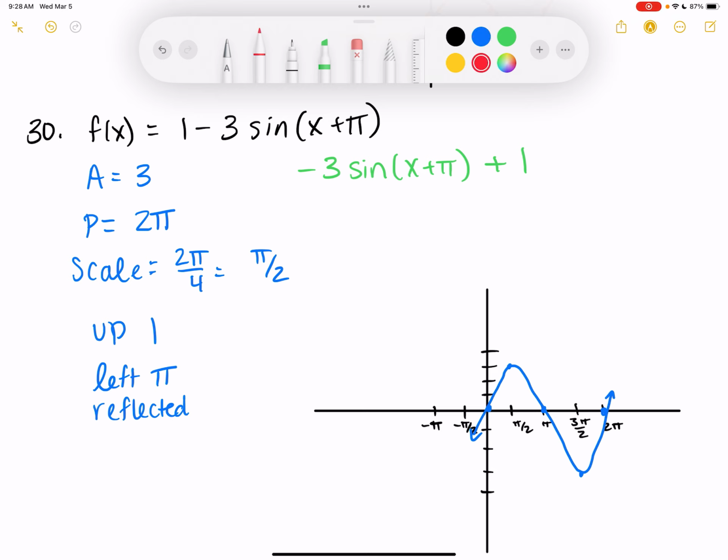So that means this point here at 0 stays at 0. This point that was at 3 is at negative 3 now. The point at 0 stays. The point at negative 3 goes to positive 3. And then the point at 0 stays. So now my graph starts by going down rather than up. So it looks like that. It's in red for me.